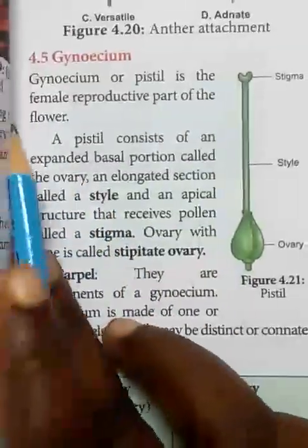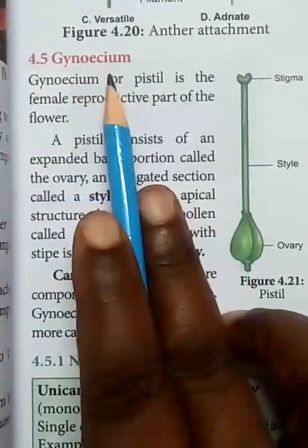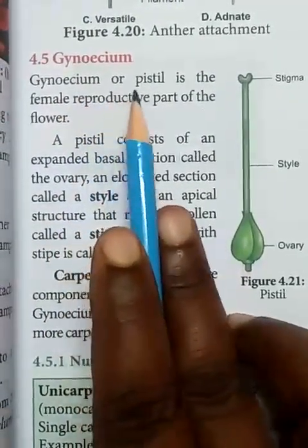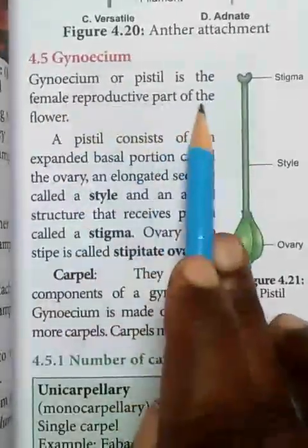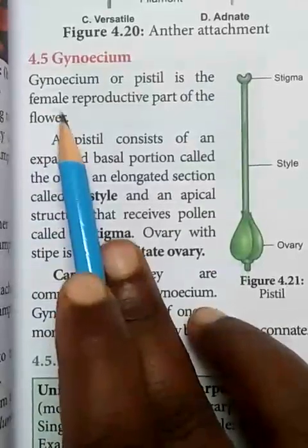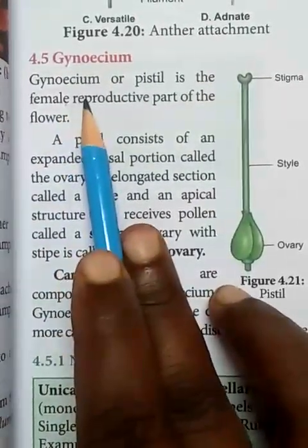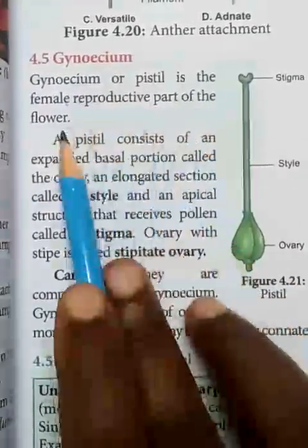So in this video, we will study the next essential part of the flower, that is the gynoecium. Gynoecium is said to be the fourth whorl of the flower, and it is also said to be the female reproductive part of the flower. Since this is also involved in reproduction, it is said to be an essential organ. Gynoecium or pistil is the female reproductive part of the flower.